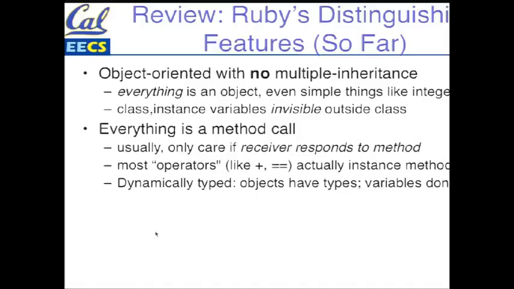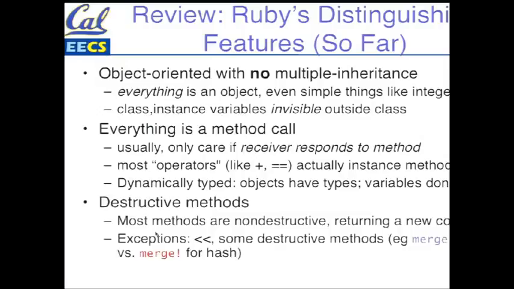Most things that look like operators aren't. They're actually instance methods, and they may be defined different ways in different classes. Objects do have types, but the variables that refer to them don't have types. And although the vast majority of methods are not destructive, there are a few that are. Double less than is one example. And there's a few where there's a destructive variant that ends in an exclamation mark. Right? The exclamation mark is a way of warning you that this might be a dangerous method.